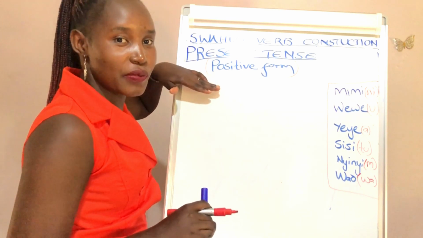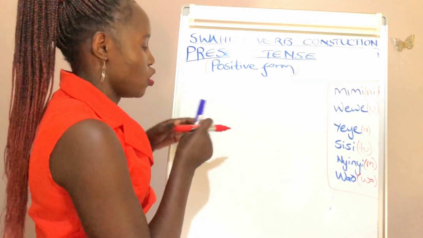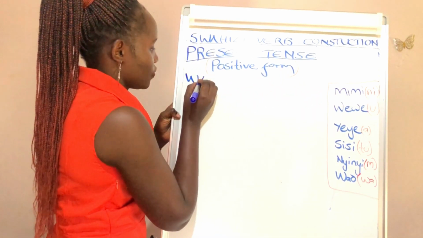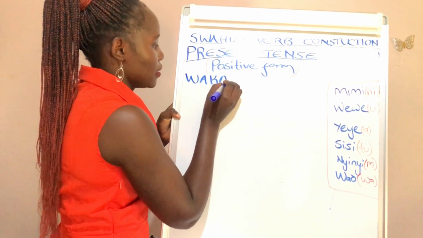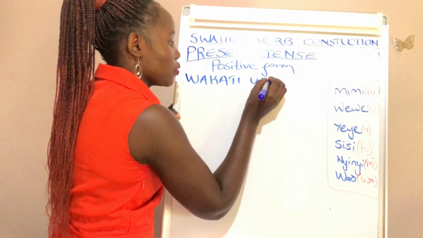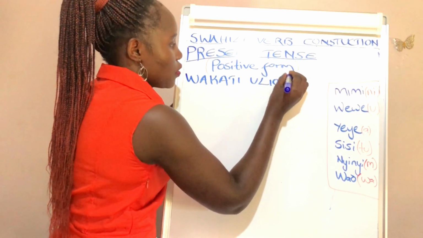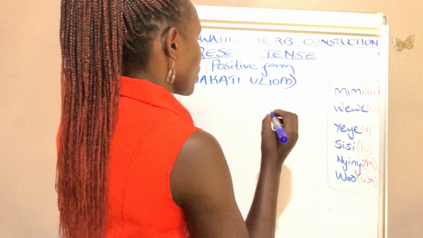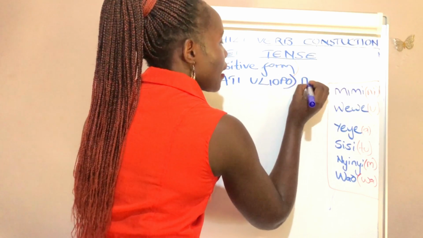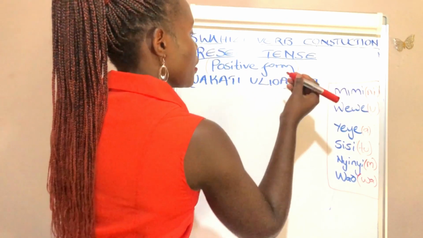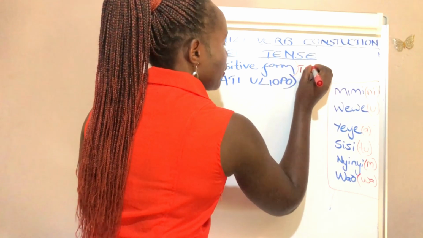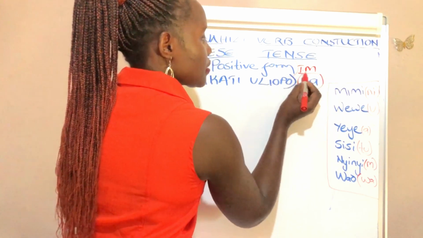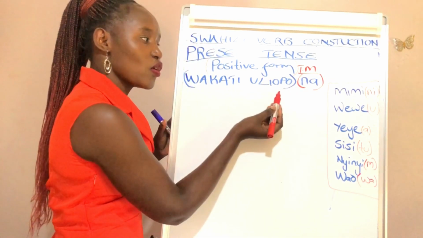Present tense in Swahili we say wakati uliopo. And the tense marker for present tense in Swahili is na. This is the tense marker for present tense. Tense marker is na for wakati uliopo.